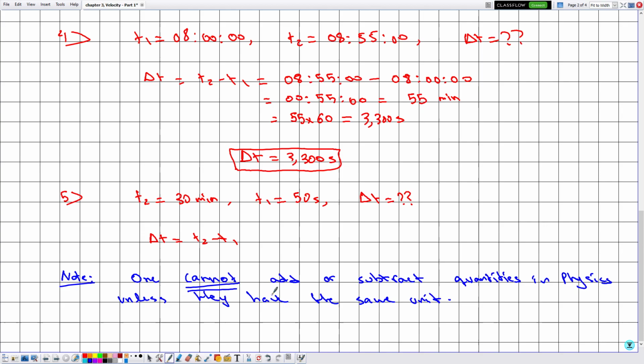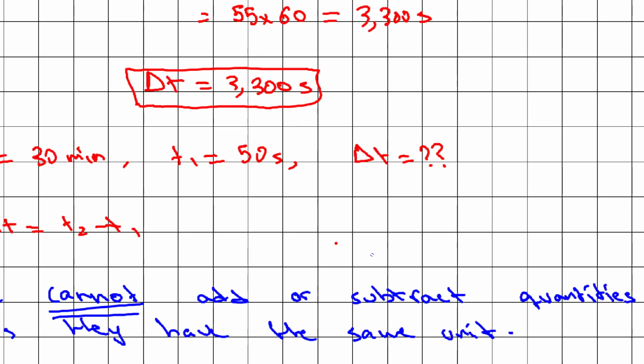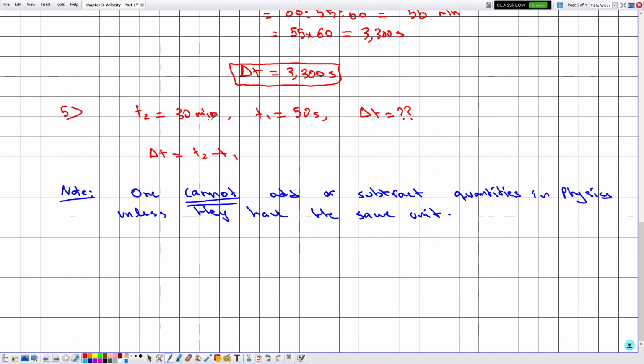So by saying that T2 minus T1 is equal to 30 minus 50, this is completely wrong, because this is expressed in minutes and this is expressed in seconds. So let me say here that it is equal to 30 minutes minus 50 seconds, this is completely wrong because both quantities must be expressed in the same unit. And this can be done by simply converting 30 minutes into seconds.